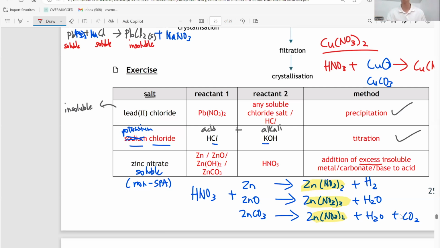I want to form silver chloride. Soluble or insoluble? Insoluble. What's the correct method? Precipitation. I want to form sodium chloride. What's the method? Sodium chloride is soluble, right? SPA, right? We do titration. You get what I mean?